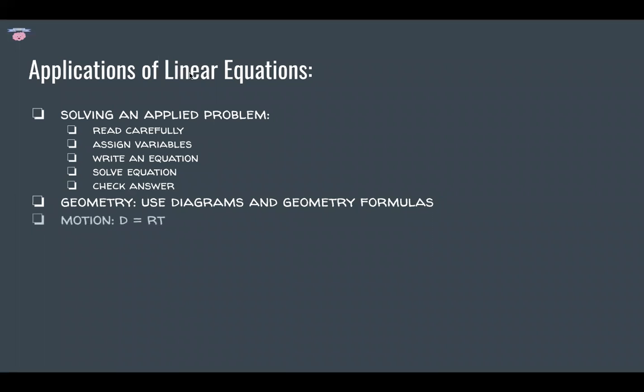Another important type of linear equation is motion, and this uses D is equal to RT, where D is the distance, R is the speed or the rate, which is why it's R, and T is the time. So easy problem, or relatively easy to be honest.